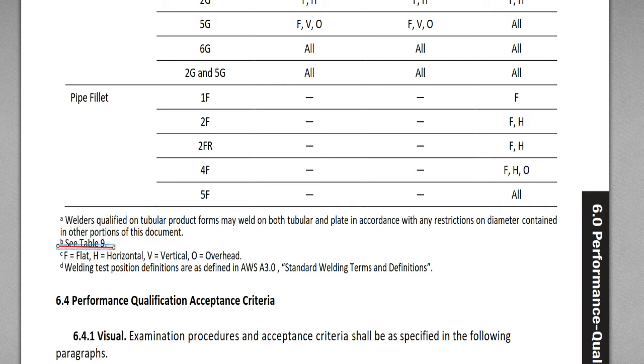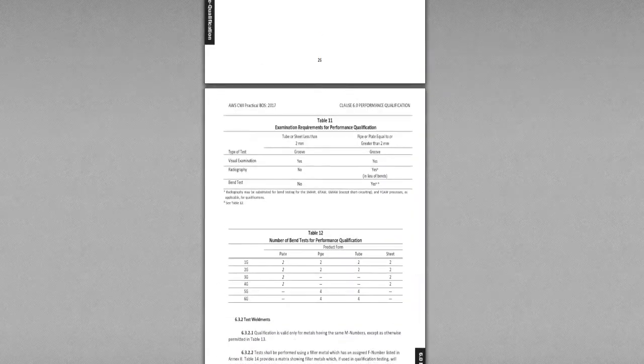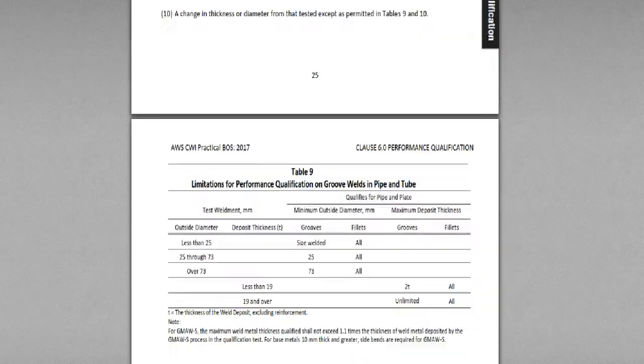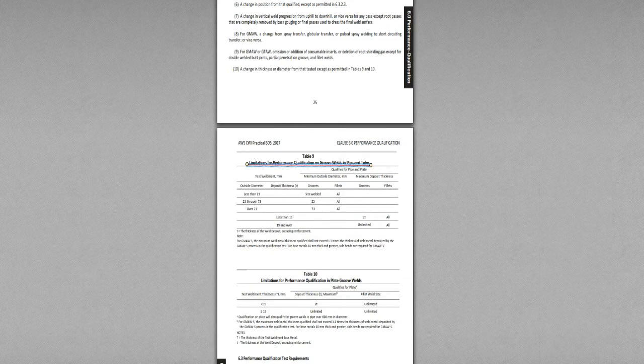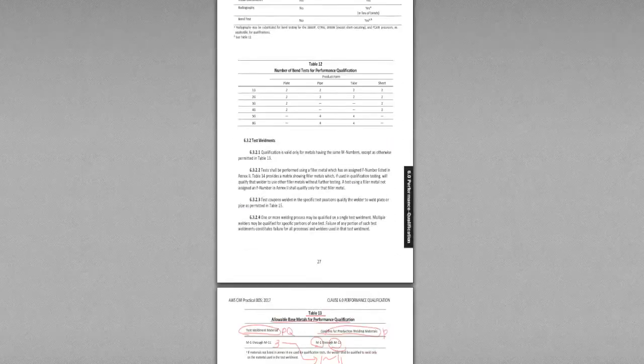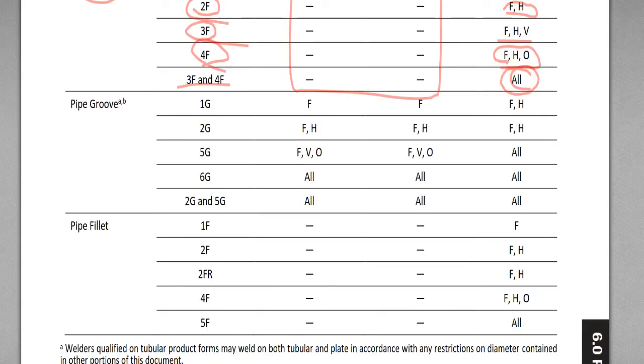Table 9 is here: limitation for performance qualification on groove welds in pipe and tube. Okay, I will cover this table 9 after this table 15. And this table 15 says pipe groove weld.